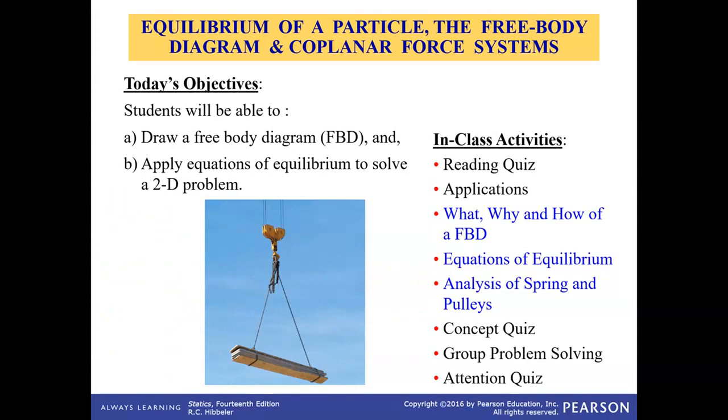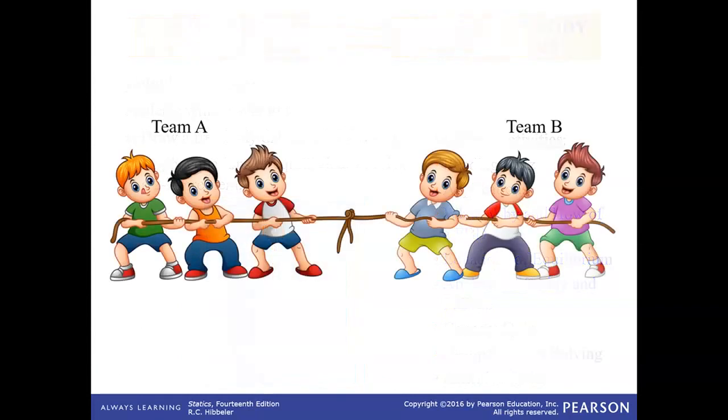We will learn how to draw a free body diagram and how to apply equations of equilibrium to solve a two-dimension problem. Tug of war. There are two teams A and B, and there are two cables which are attached at this joint. Let's call this joint O. Now, if as a result of applying the forces by both the teams, point O does not move at all, then we can say that the point O is in equilibrium.